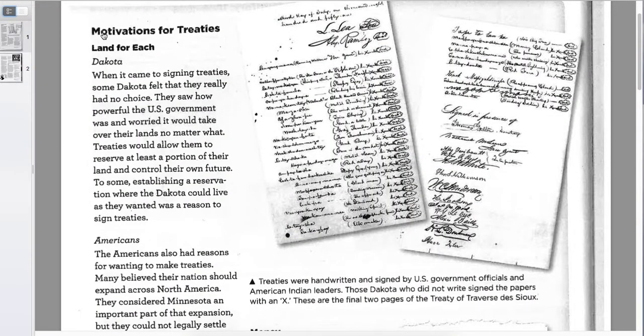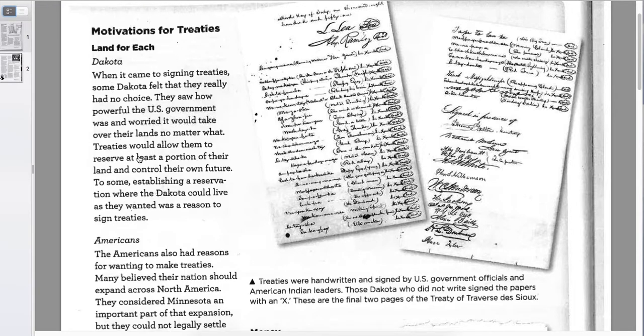So, to start the reading, motivations for treaties, land for each, Dakota. When it came to signing treaties, some Dakota felt that they really had no choice. They saw how powerful the U.S. government was and worried it would take over their lands no matter what. Treaties would allow them to reserve at least a portion of their land and control their own future. To some, establishing a reservation where the Dakota could live as they wanted was a reason to sign treaties.